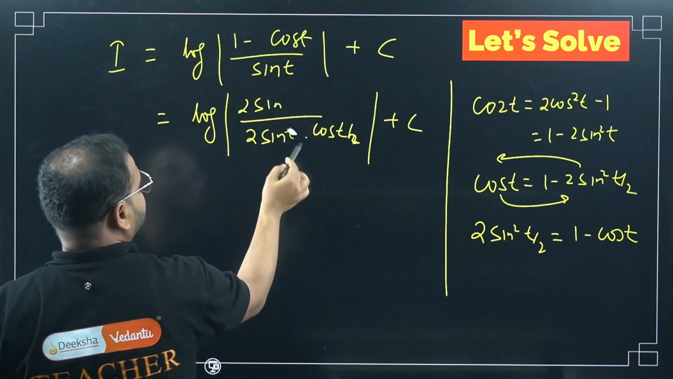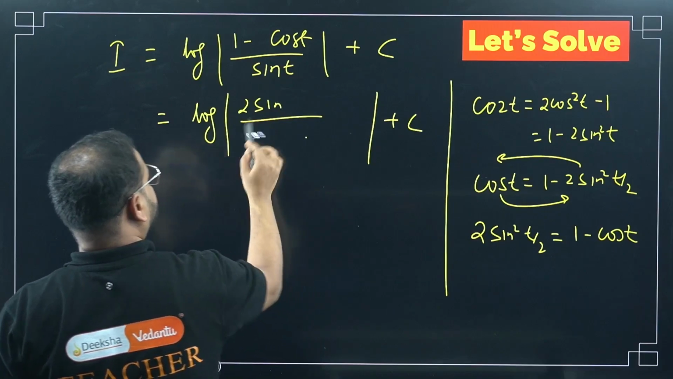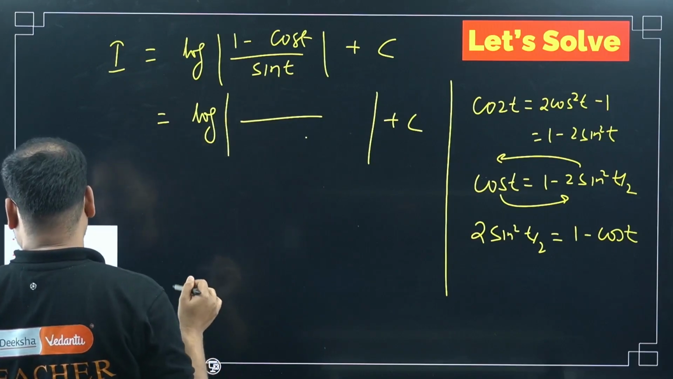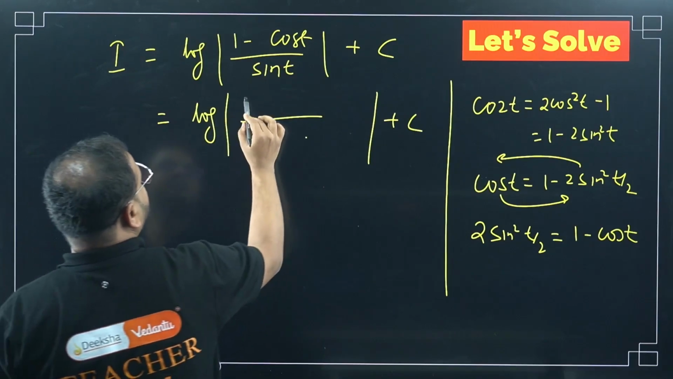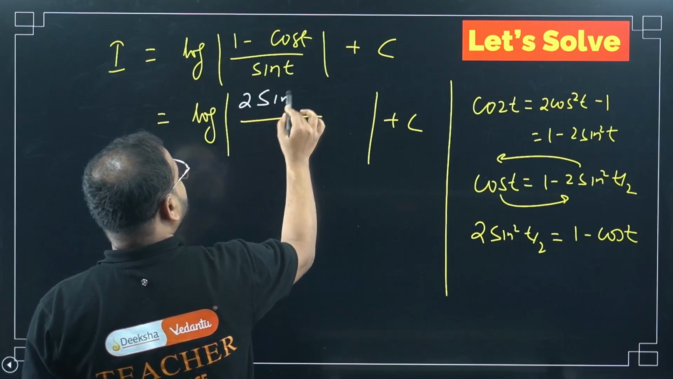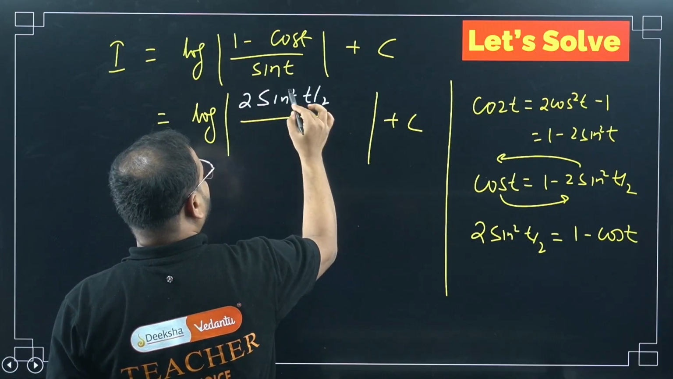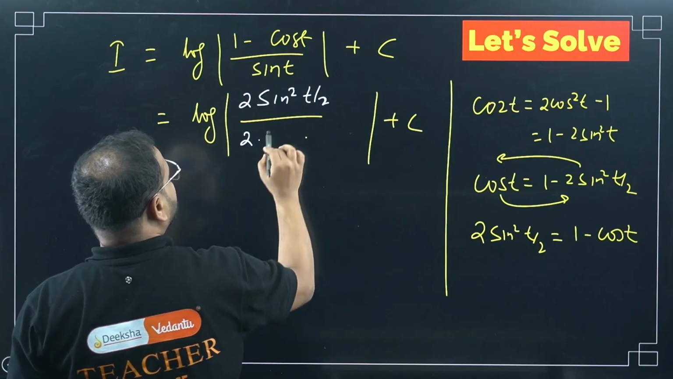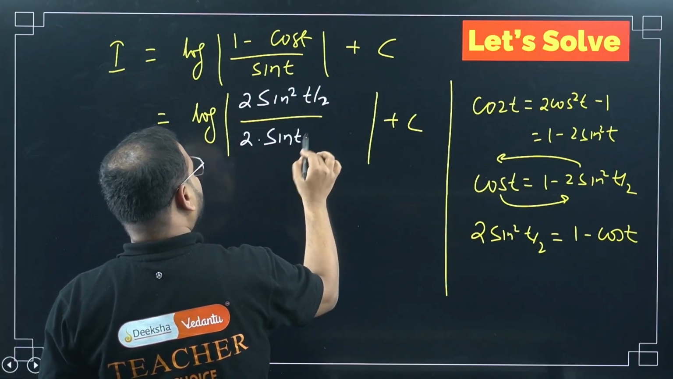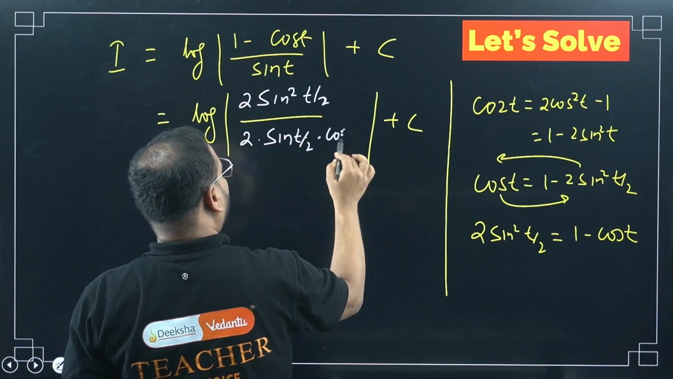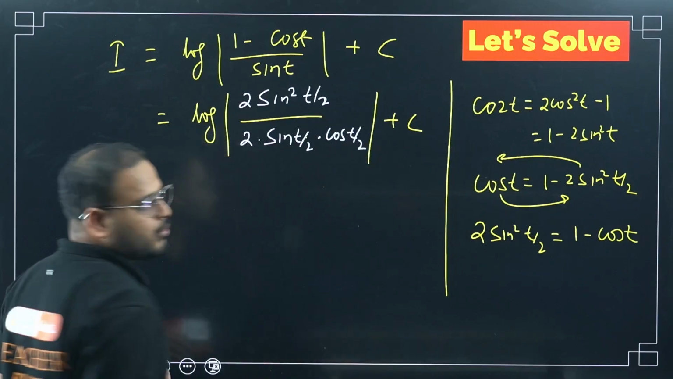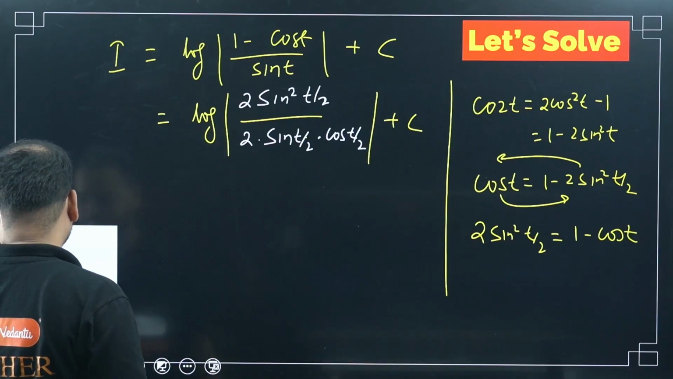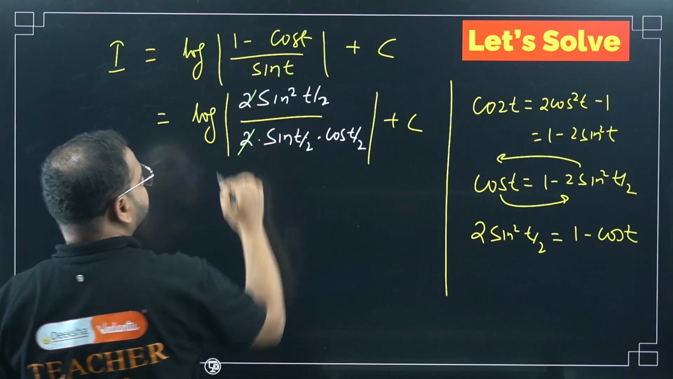Let me just rewrite these few things. This statement especially, because angles are important. So I'll write it as 2 sin square t by 2, divided by 2 sin t by 2 times cos t by 2. Yes. Now let's check. 2 and 2 gone.